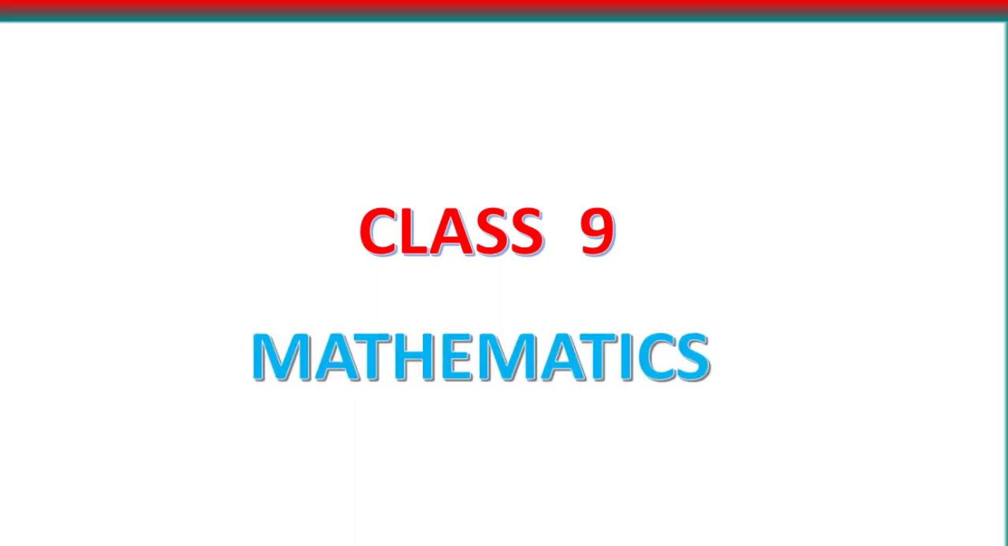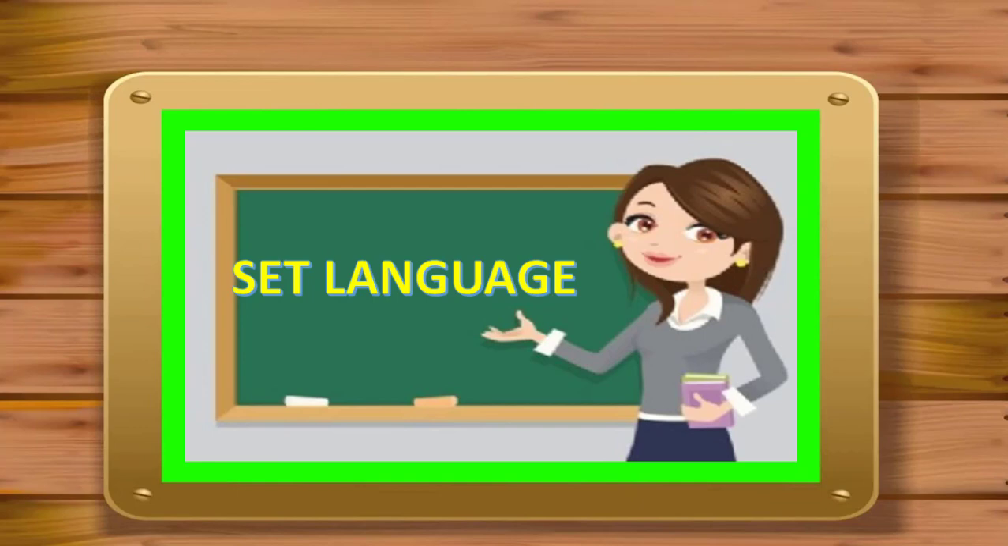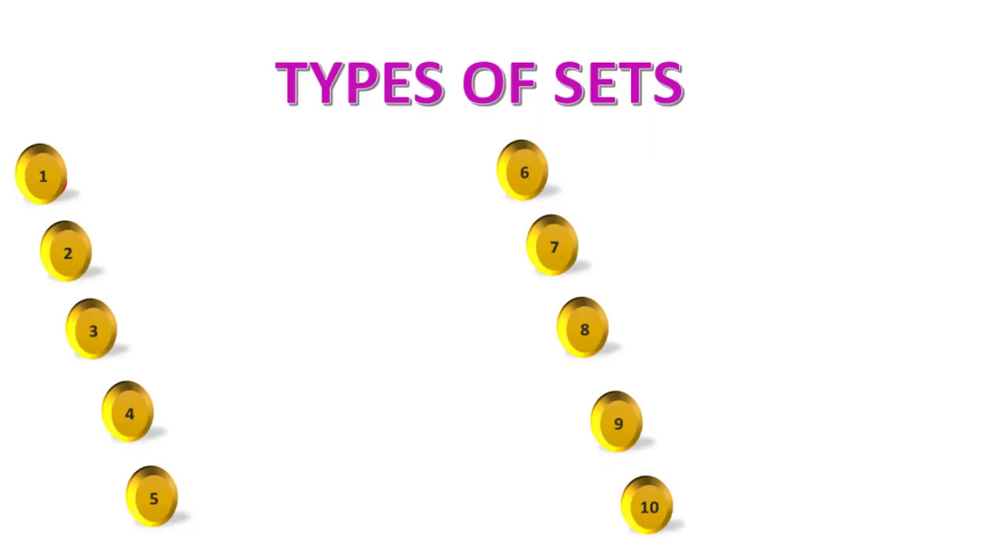Today we are going to see the first chapter, set language. In set language we learned what is a set or define a set. A set is a well-defined collection of objects. Today we are going to see types of sets.